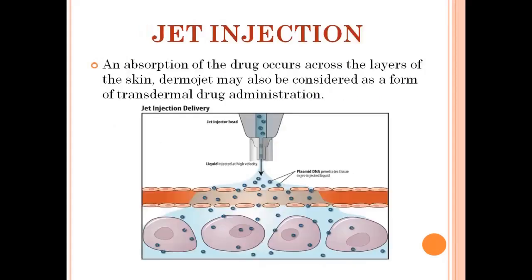The next method is jet injection. An absorption of the drug occurs across the layers of the skin. Dermojet may also be considered as a form of transdermal drug administration. Here you can see the image of the jet injection delivery. Here what is happening is there is no syringe. Okay, so because of the high velocity, the drug is getting injected into the layers of the skin.